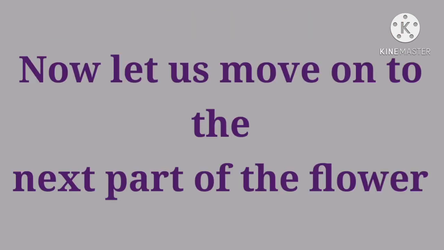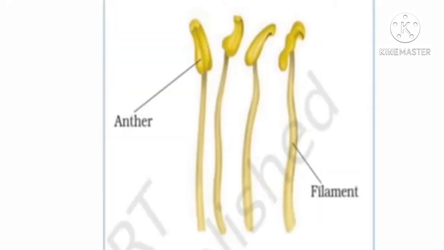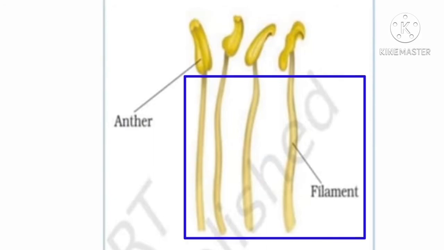Okay, now let us move on to the next part of a flower, that is stamen. Stamen is the male part of a flower. These are the stamens. Stamen has two parts. They are anther and filament. This is the anther and this is filament.